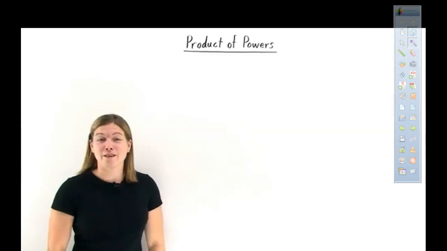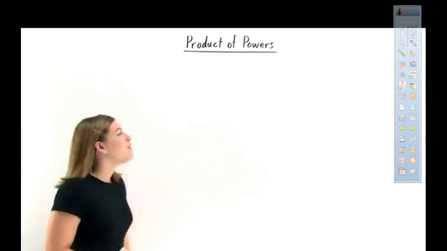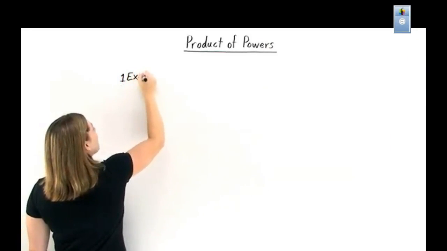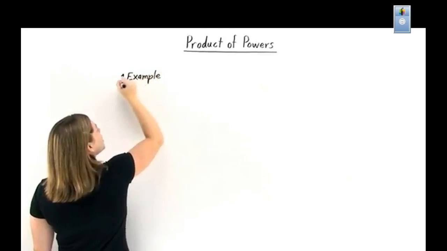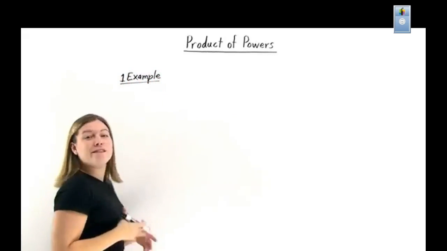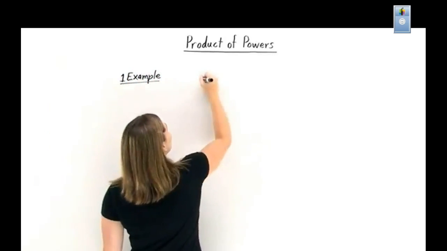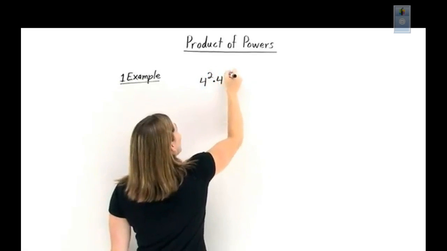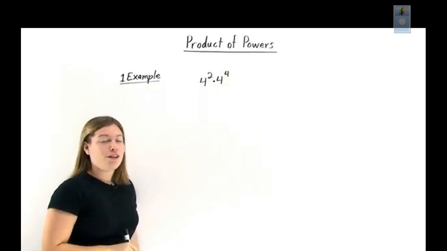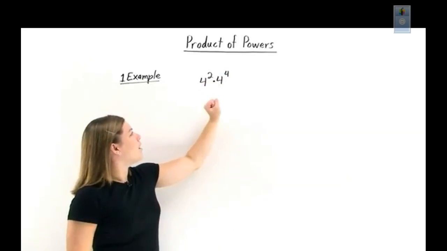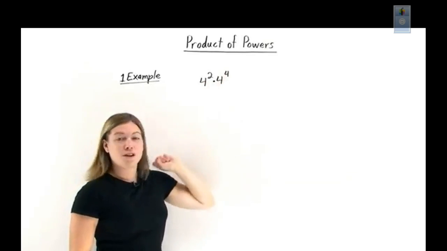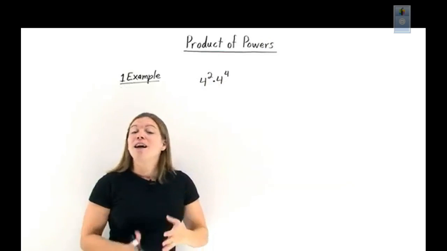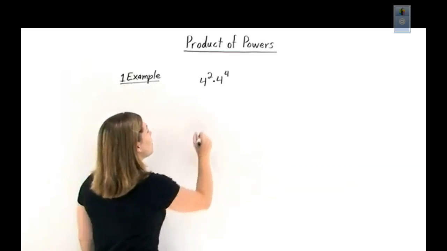Let's take a look at the product of powers rule. To do this, let's start off by looking at an example. Let's perform a multiplication, and we'll throw in some exponents while we're at it. Let's say that we have 4 squared, and we want to multiply that by 4 to the 4th. So we're taking 4 and squaring it, and multiplying it by 4 to the 4th power. Now in order to simplify this problem, let's expand everything out.